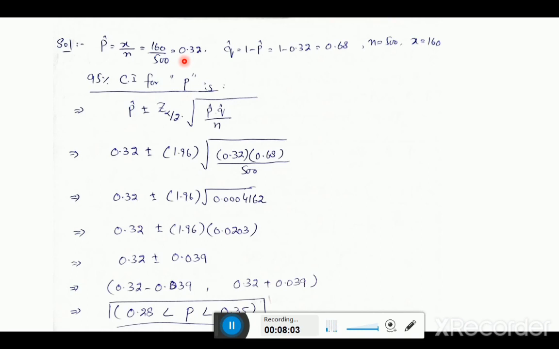It means in the sample of 500 people, 0.32 people like the seafood.